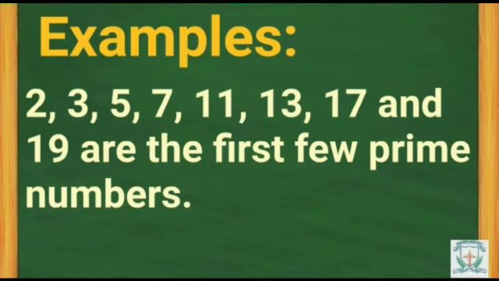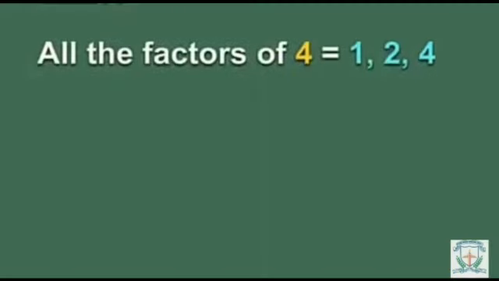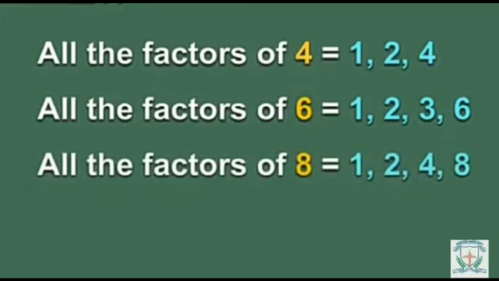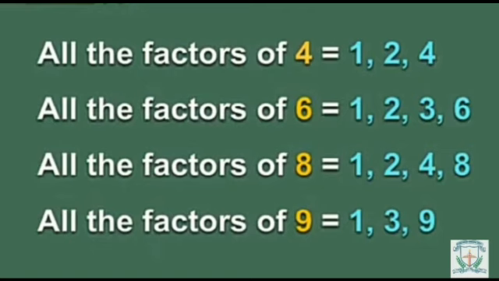Let's move on to our next topic, that is composite number. All the factors of 4 are 1, 2 and 4. All the factors of 6 are 1, 2, 3 and 6. All the factors of 8 are 1, 2, 4 and 8. All the factors of 9 are 1, 3 and 9.